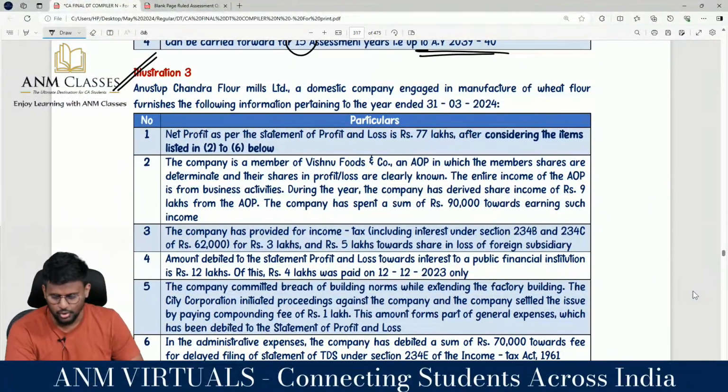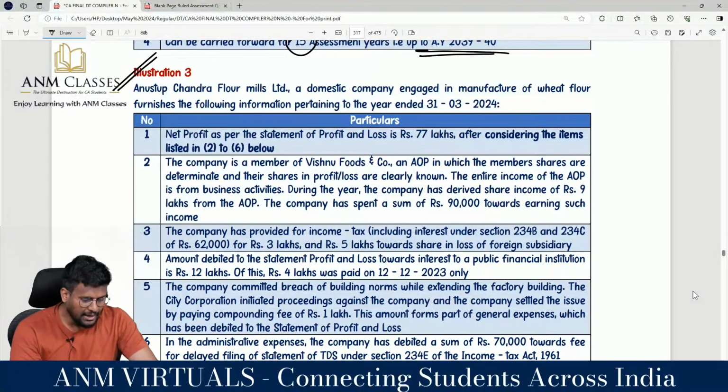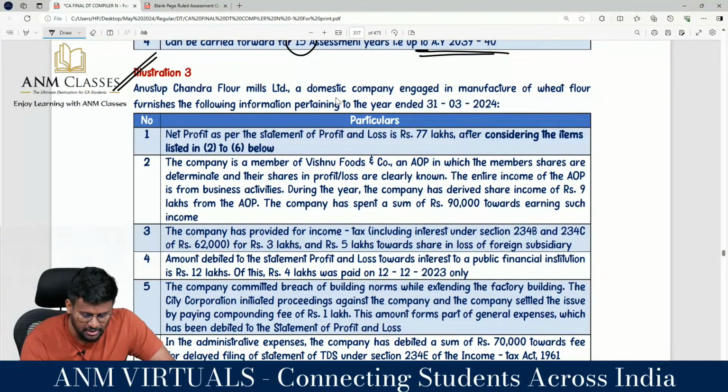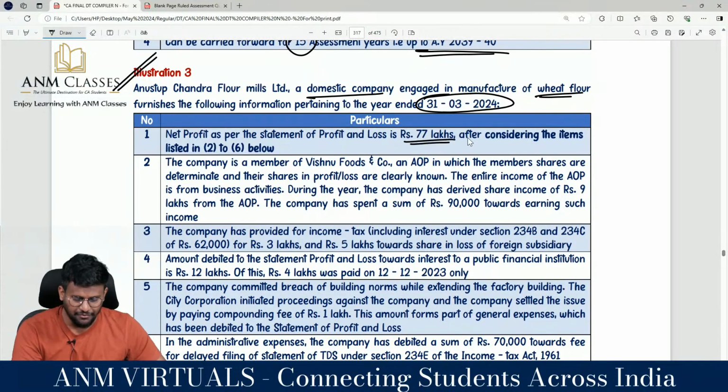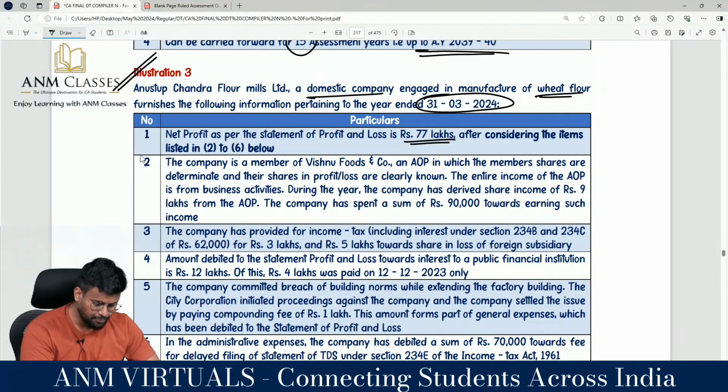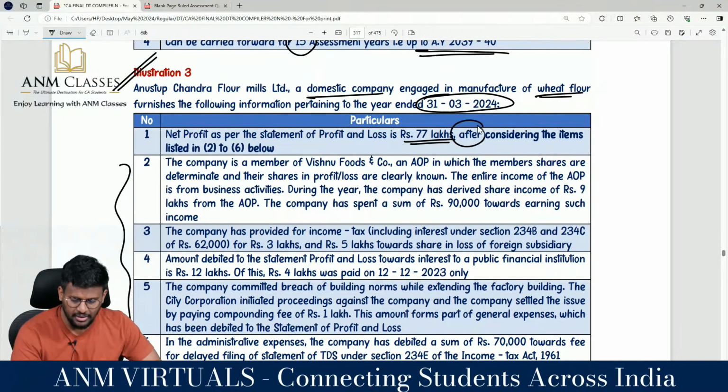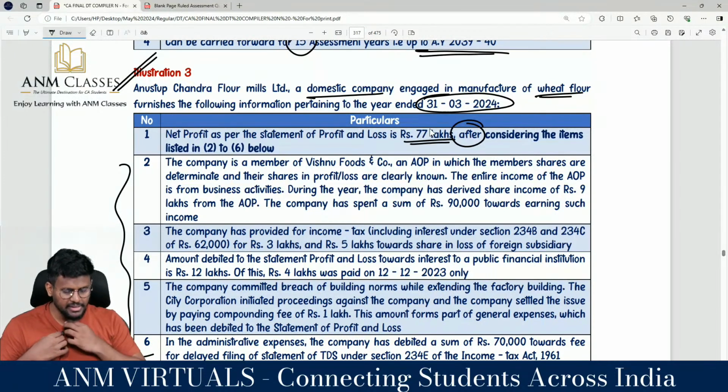I am moving into illustration number 3. Anshuk Chandra Flour Mills Limited, a domestic company engaged in manufacture of wheat flour, furnishes the following information pertaining to the year ended 31/3/2024. Net profit as per statement of P&L is 77 lakhs after considering the items 2 to 6 below. That means they have debited or credited these items, my dear lovable students.